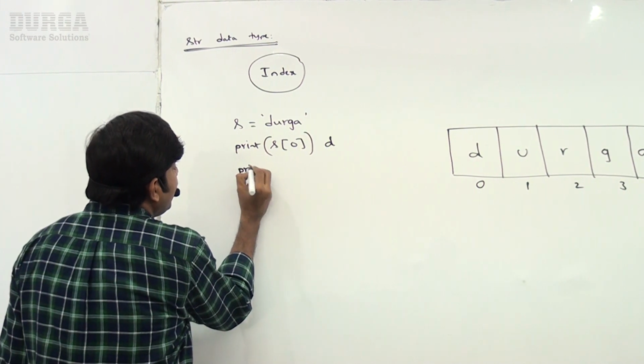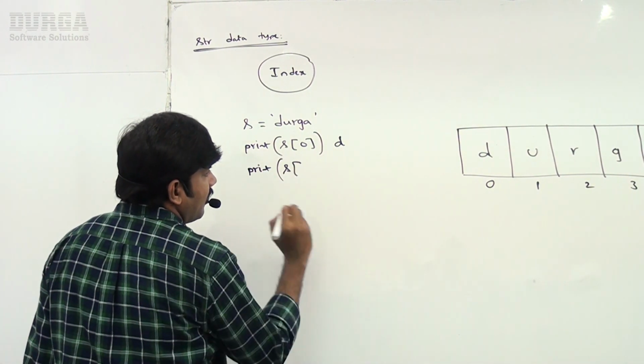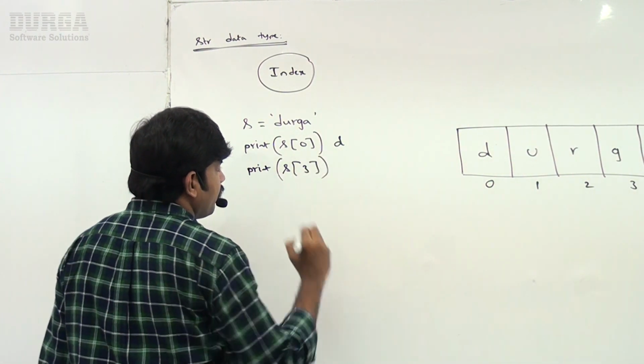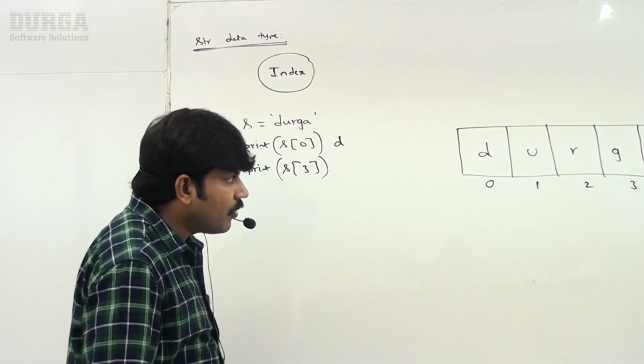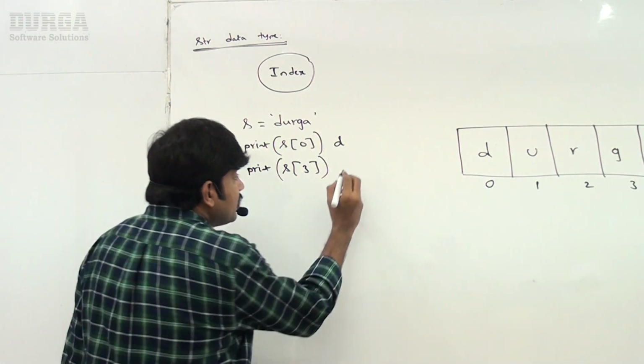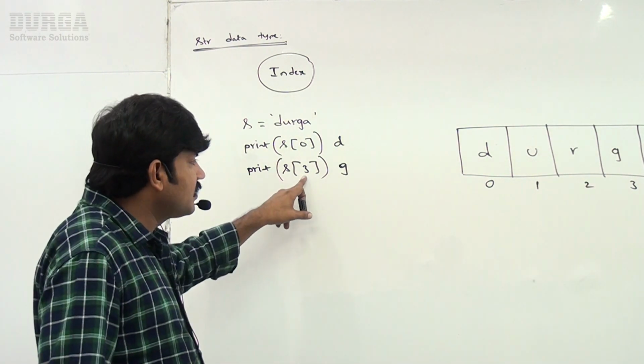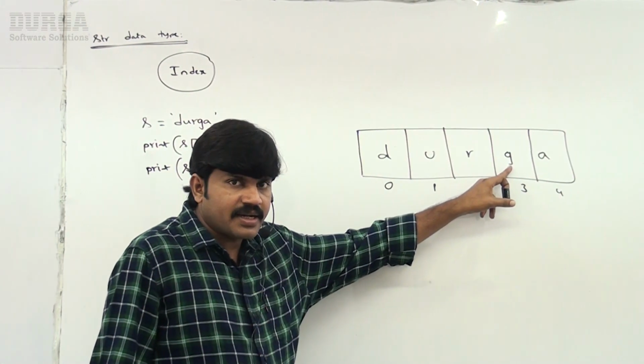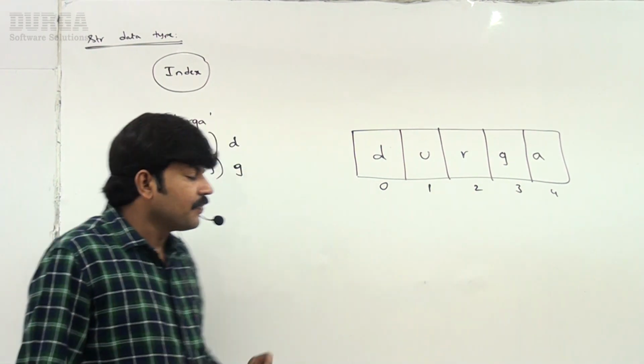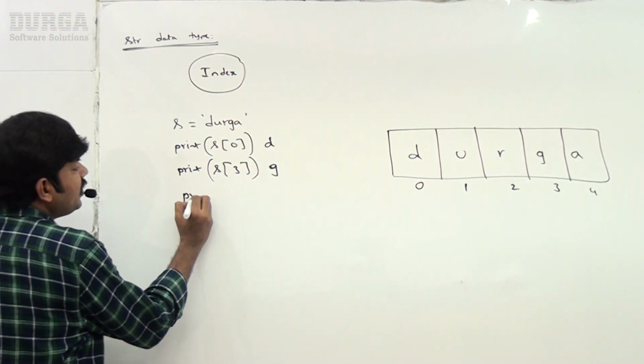Similarly, print of S of 3 I am taking, sir. Can you spell out which character is located there? G itself is located at the third index. G is there, sir.